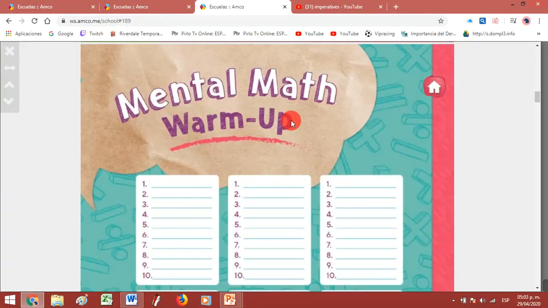We are in the mental math section, and we are going to put the date at the top of the box, and we are going to put the result of the operations. Okay? We start with the number 1. 38 plus 21 minus 3 equal. Number 2. 55 times 2 minus 10 equal.